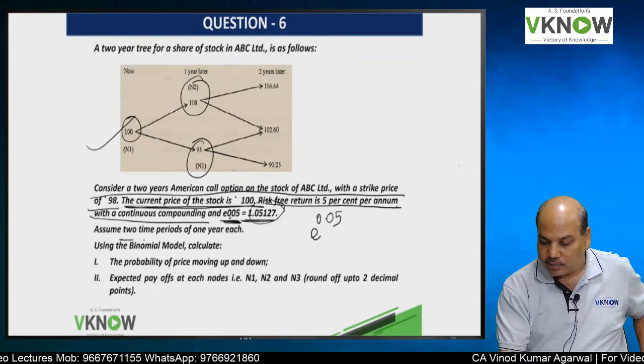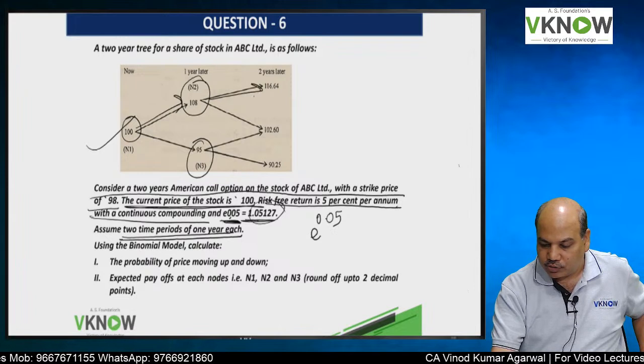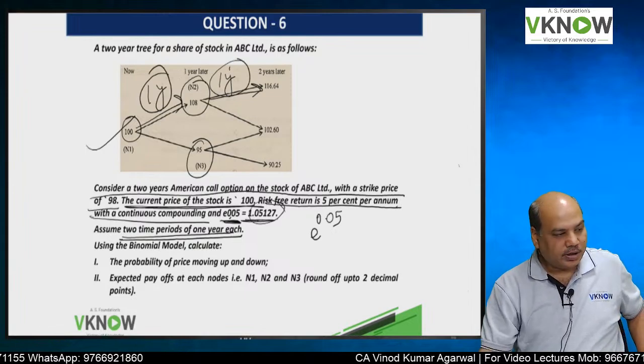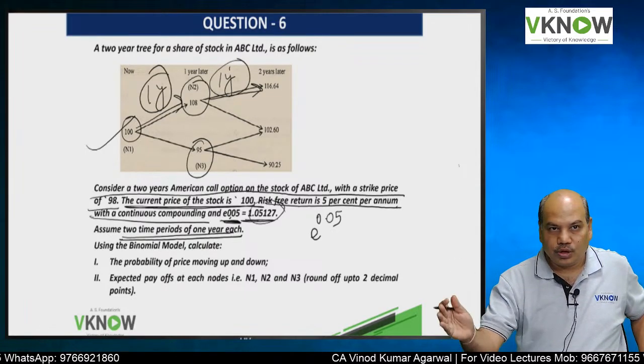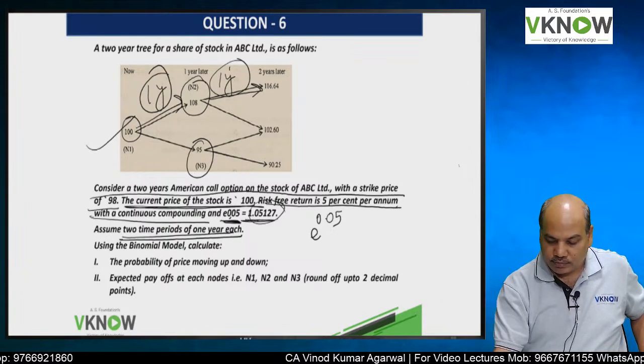Assume 2 time periods of 1 year. Underline, each period will comprise 1 year, because that is usually the query of a student. Why have we taken 1 year? Because total is 2, divided by 2. So each period will comprise 1 year.